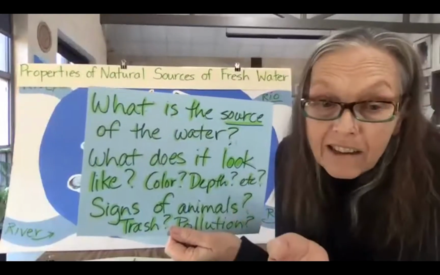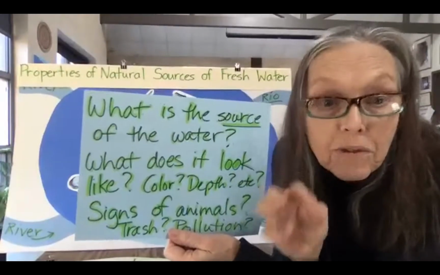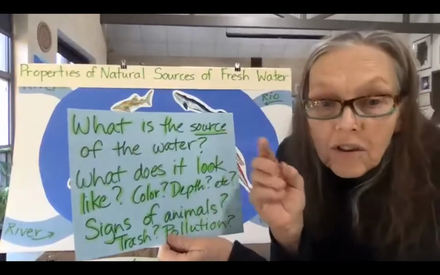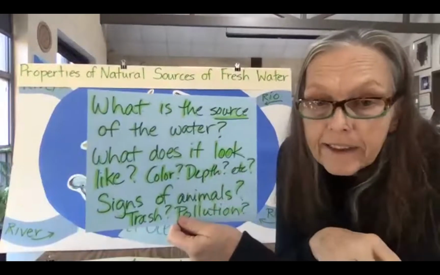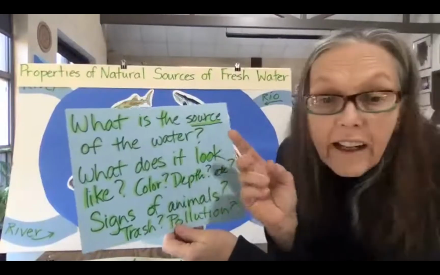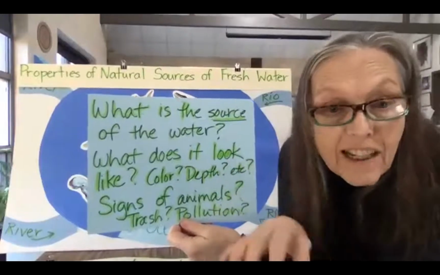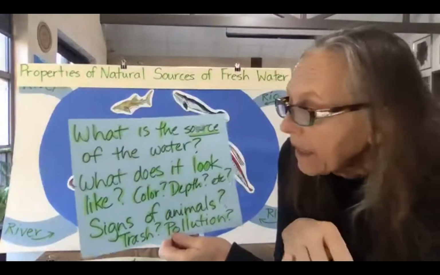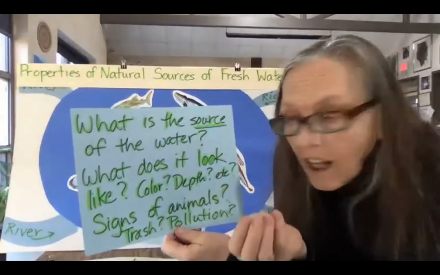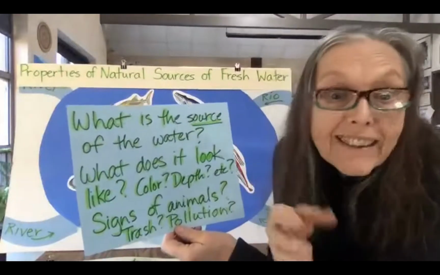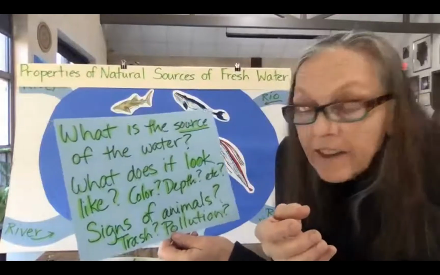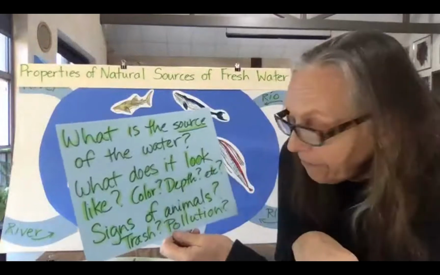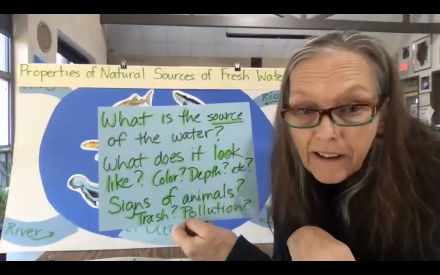At Kidd Springs, the name tells you it's a spring. It's coming from underground. The source, is there a creek that runs into it? Like go to White Rock Lake, there are lots of creeks that come into that lake, and that's where that water comes from. What does the water look like? What color is it? Can you tell if it's deep or not? Do you see any signs of animal life? And do you see a lot of trash around it or evidence of pollution?